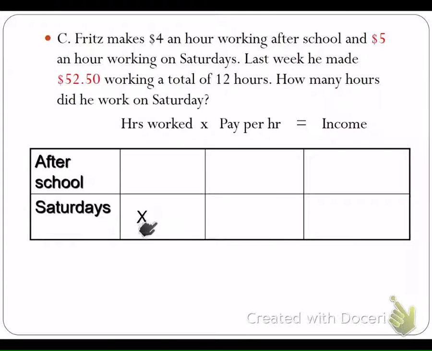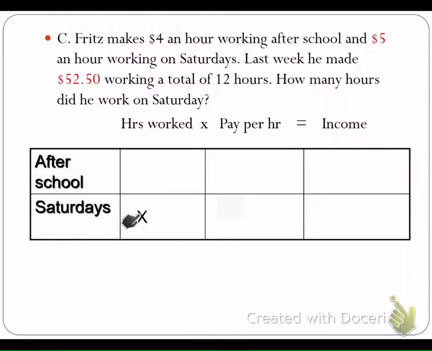So these two need to add to what? Is it the income? What? This is how many hours he worked. 12. So these two numbers need to add to 12. So 6 and 6, we're done with the problem. We don't even need to write an equation.